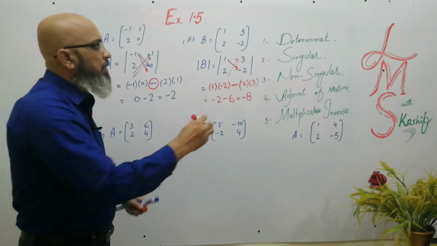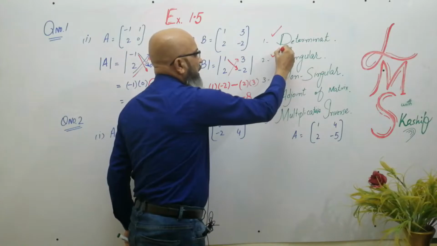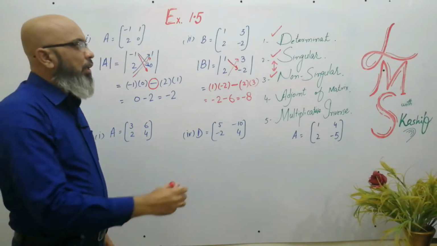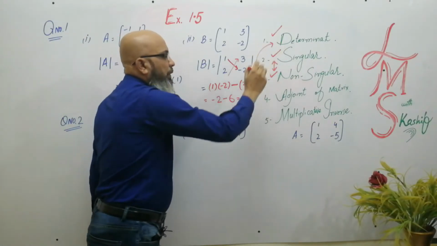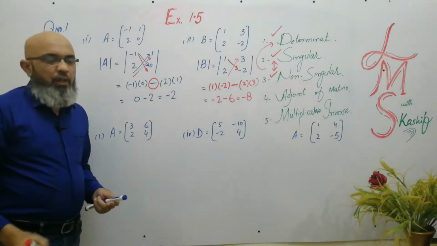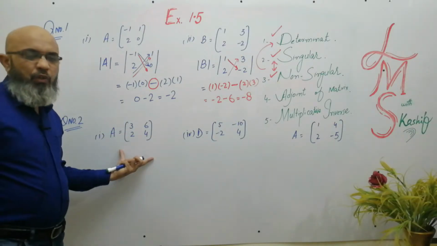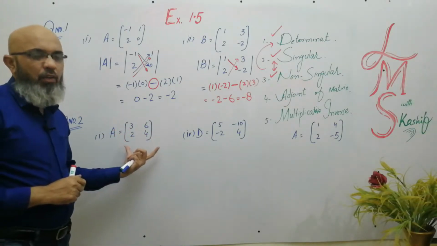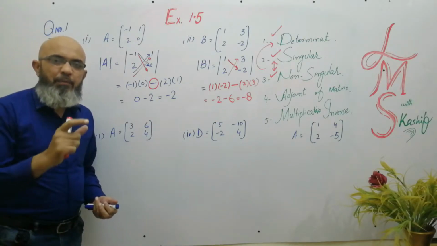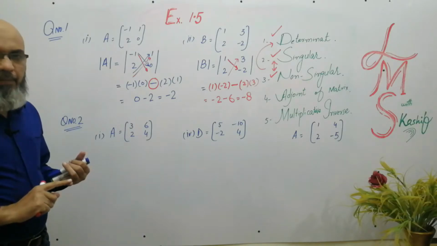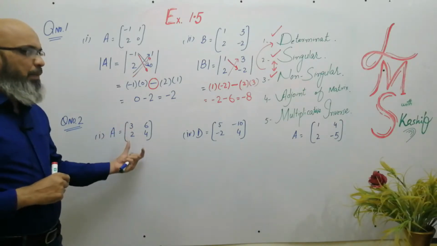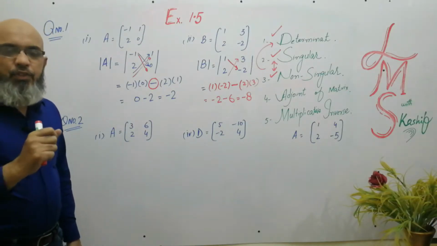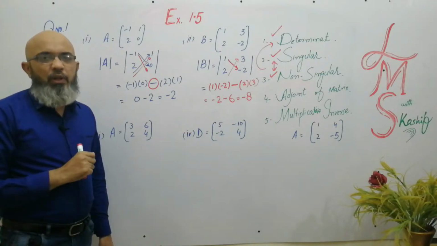Now the second thing is singular and non-singular. Both are interlinked with each other, even interlinked with its determinant. If someone asks you is this matrix singular or non-singular, you have to find first its determinant. If the determinant is equal to 0, then we call that matrix a singular matrix. If determinant is not equal to 0, then we say it is a non-singular matrix.